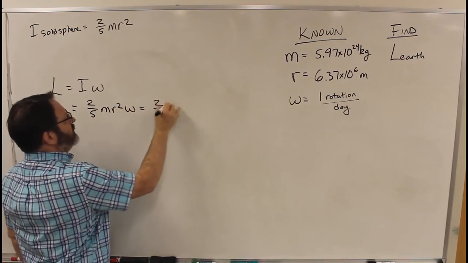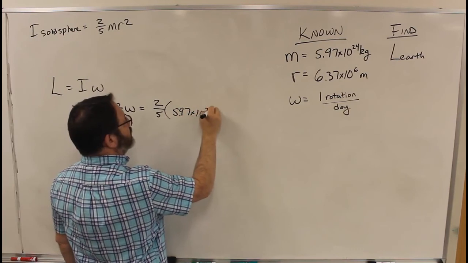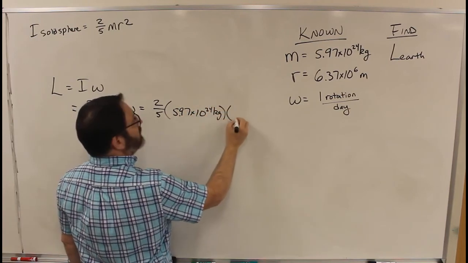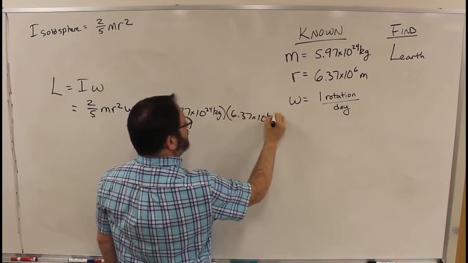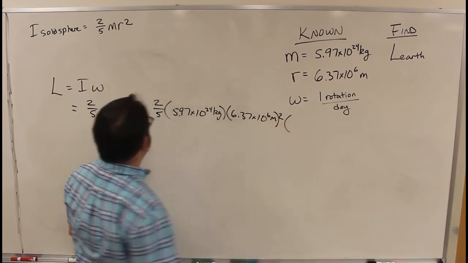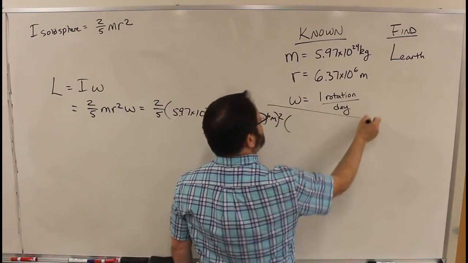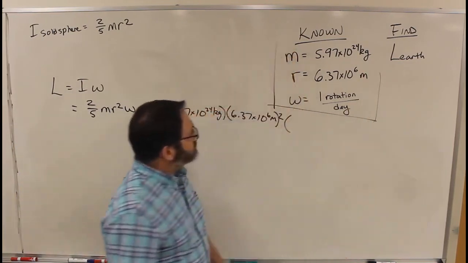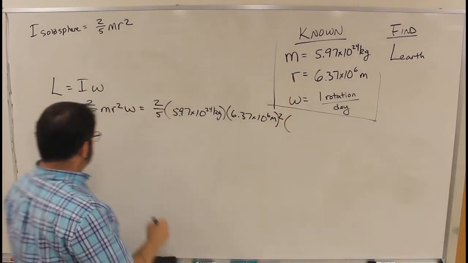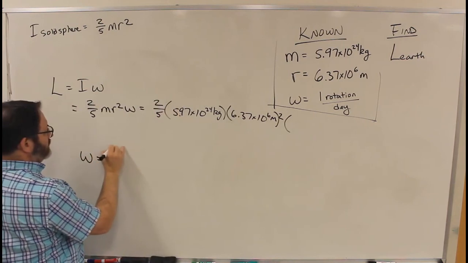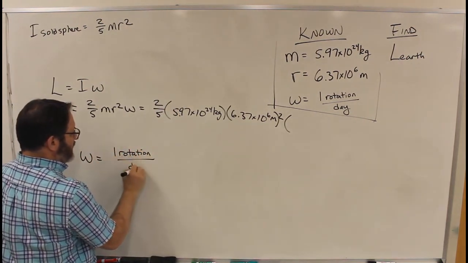So that's 2/5 times 5.97 times 10 to the 24th kilograms times 6.37 times 10 to the 6 meters squared times omega. Omega is 1 rotation per day. 1 rotation per day, that's not an SI unit. So I have to convert. Omega equals 1 rotation per day.